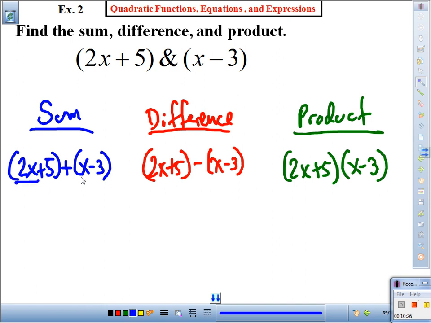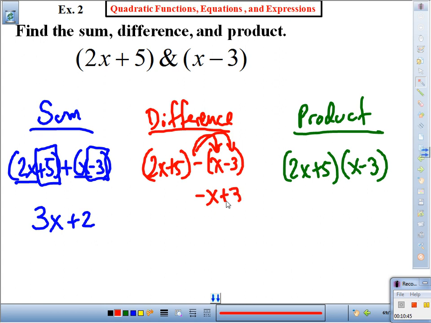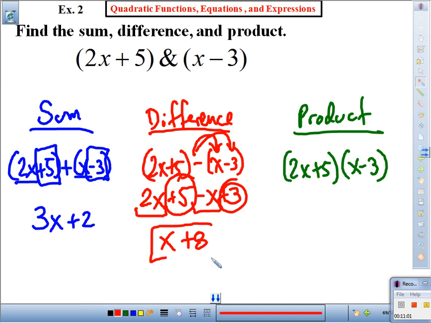All right, here we go. Sum. 2x plus x, 3x, 5 and negative 3, positive 2. Hands if you got that. Okay, good. Difference. We need to distribute the negative inside to both terms, so that gives us negative x plus 3. Bring the other down. 2x plus 5. Now we can combine. What is 2x and negative x? 1x. What is 5 plus 3? 8. All right, hands if you got that. Okay, so far so good.